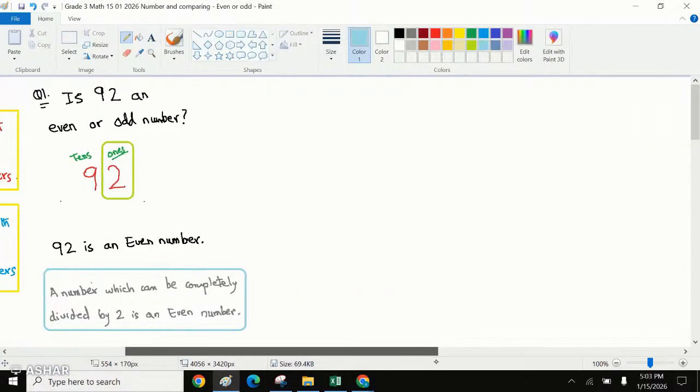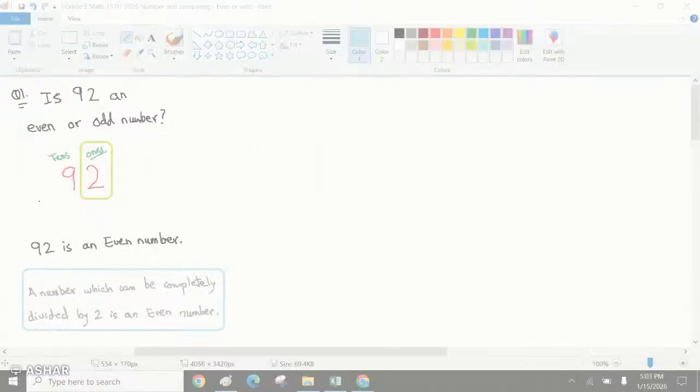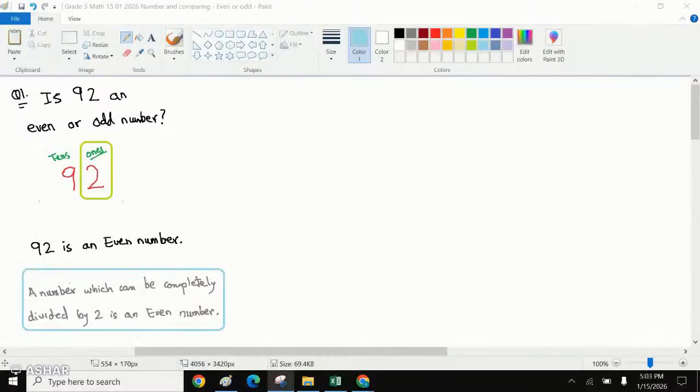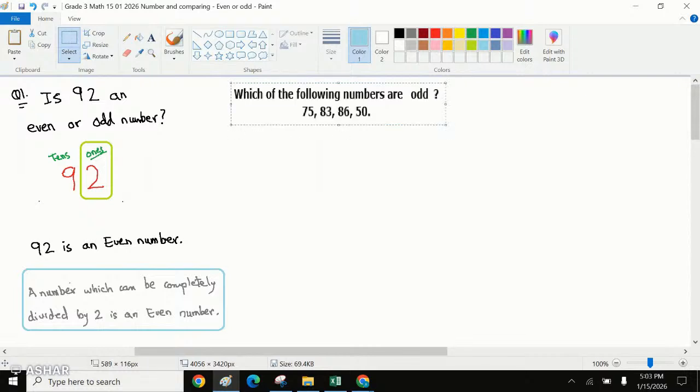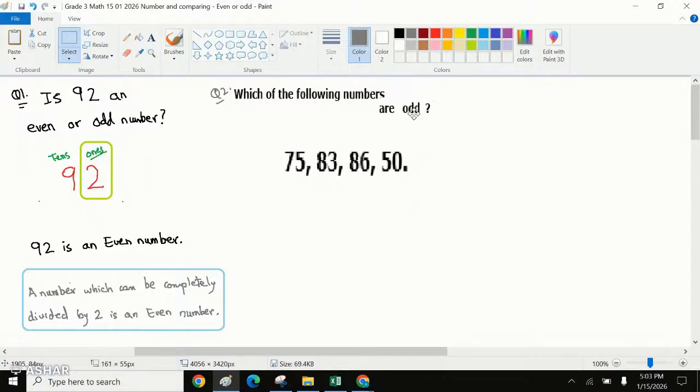Okay, the next question we have is, I'll just copy the question on the screen. In the next question, which of the following numbers are odd? The following numbers are given to us on the screen for question number 2. I'll just rearrange this. If this is question number 2, it says, which of the following numbers are odd numbers? We had these 4 numbers, and we need to find which of them are odd.